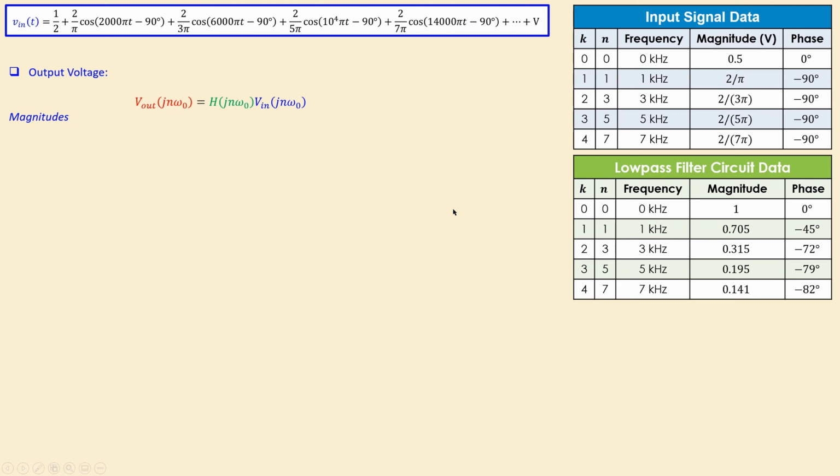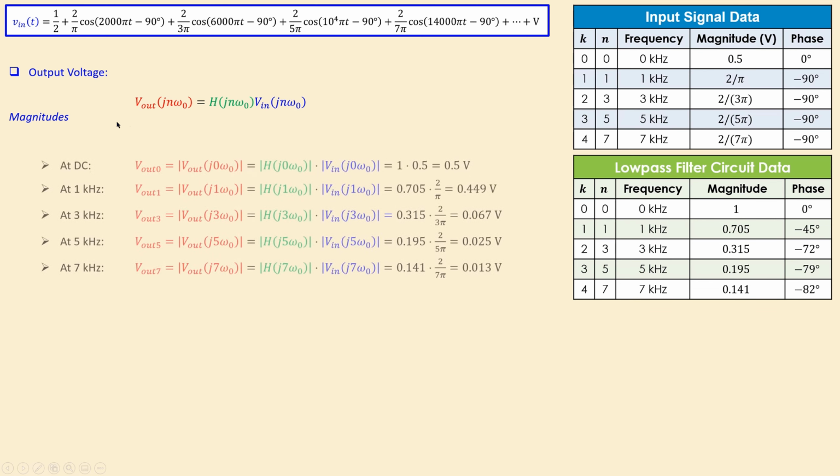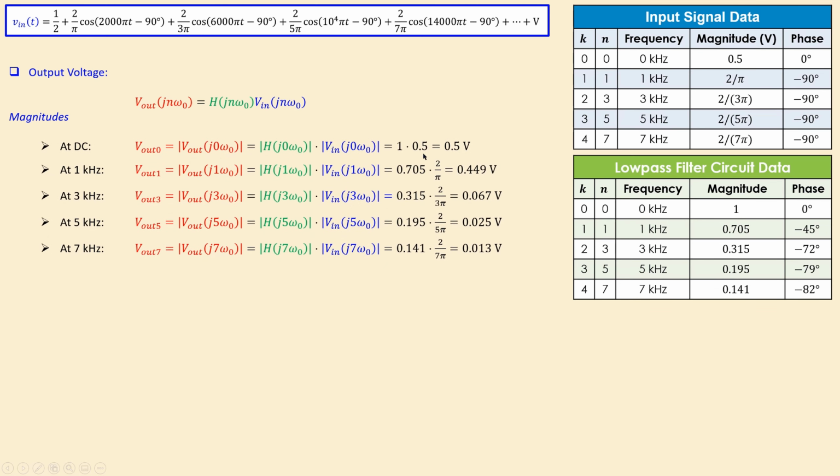For the magnitudes of V out, I need to determine the magnitude of my low-pass filter and also the magnitude of my input voltage at the associated frequencies. So what I mean is the following. At DC, I have an amplitude of 0.5 for my input, and the gain of my low-pass filter is 1. So that means 0.5 times 1 will be my DC value of the output voltage.